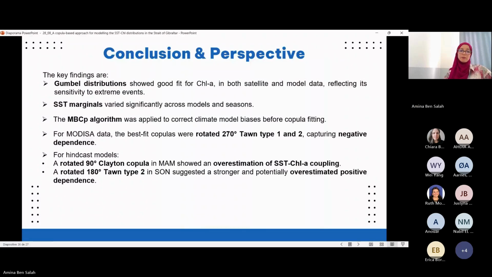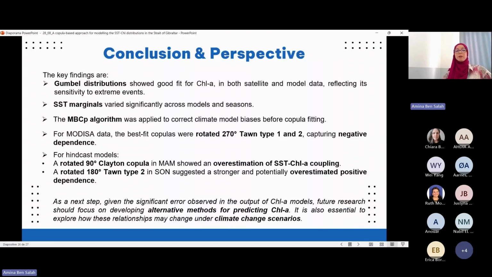So for the perspective, as a next step, given the significant error observed in the output of chlorophyll-a models, future research should focus on developing alternative methods for predicting chlorophyll-a concentration, and it is also essential to explore how these relationships may change under climate change scenarios.